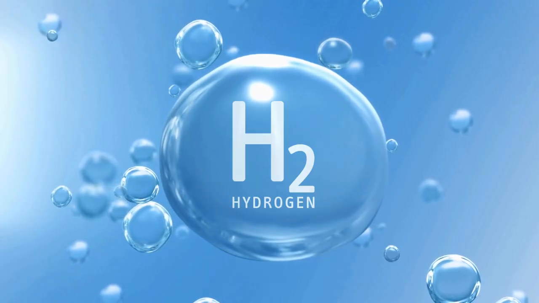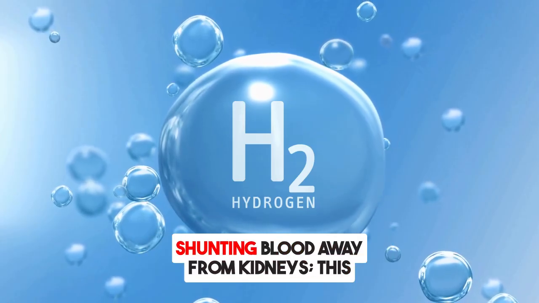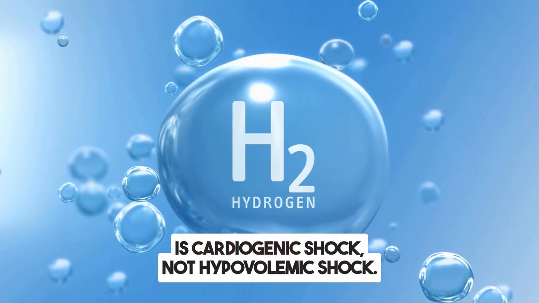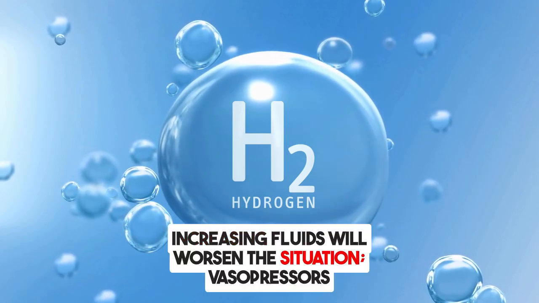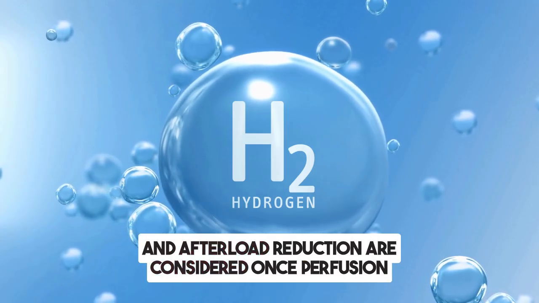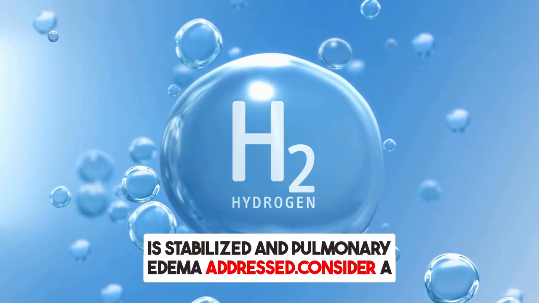and kidneys. The body's catecholamines constrict peripheral beds, shunting blood away from kidneys. This is cardiogenic shock, not hypovolemic shock. Increasing fluids will worsen the situation. Vasopressors and afterload reduction are considered once perfusion is stabilized and pulmonary edema addressed.